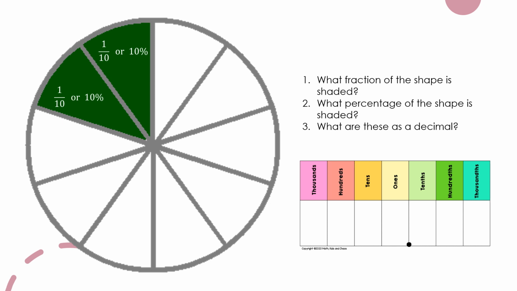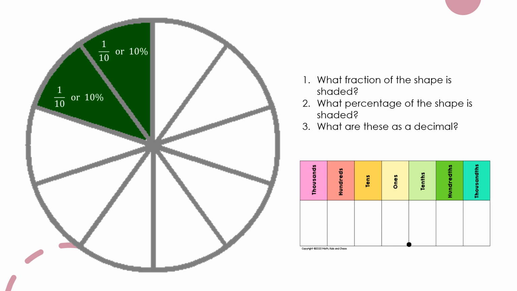An easy way to do this is to use our place value knowledge. We know that when dividing by 100, we need to move the numbers 2 places to the right. We can now see that 10% is the same as 0.10 or 0.1, so 1 part is equal to 0.1. Therefore, if there's 2 parts shaded, I just need to multiply that by 2. I can now see that 0.2 of the circle is shaded.